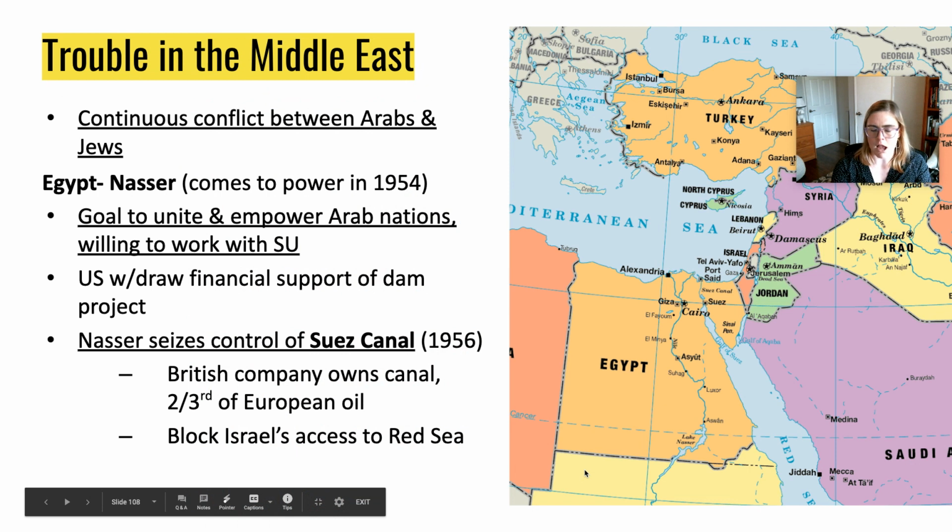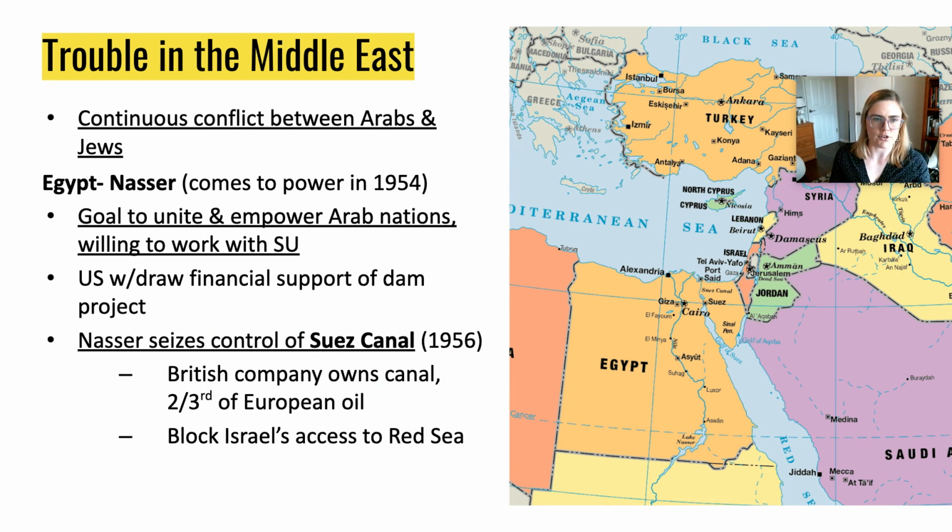All right. However, if we go back to where we are historically, even after Israel wins that first war, there's going to be continued conflict between the Arab world and the Jewish world of Israel. And you're going to see that get a little bit tenser when Nasser comes to power in Egypt in 1954. Nasser comes to power in Egypt, and he has this goal of uniting the Arab world. And to reach that goal, he's willing to work with the Soviet Union.